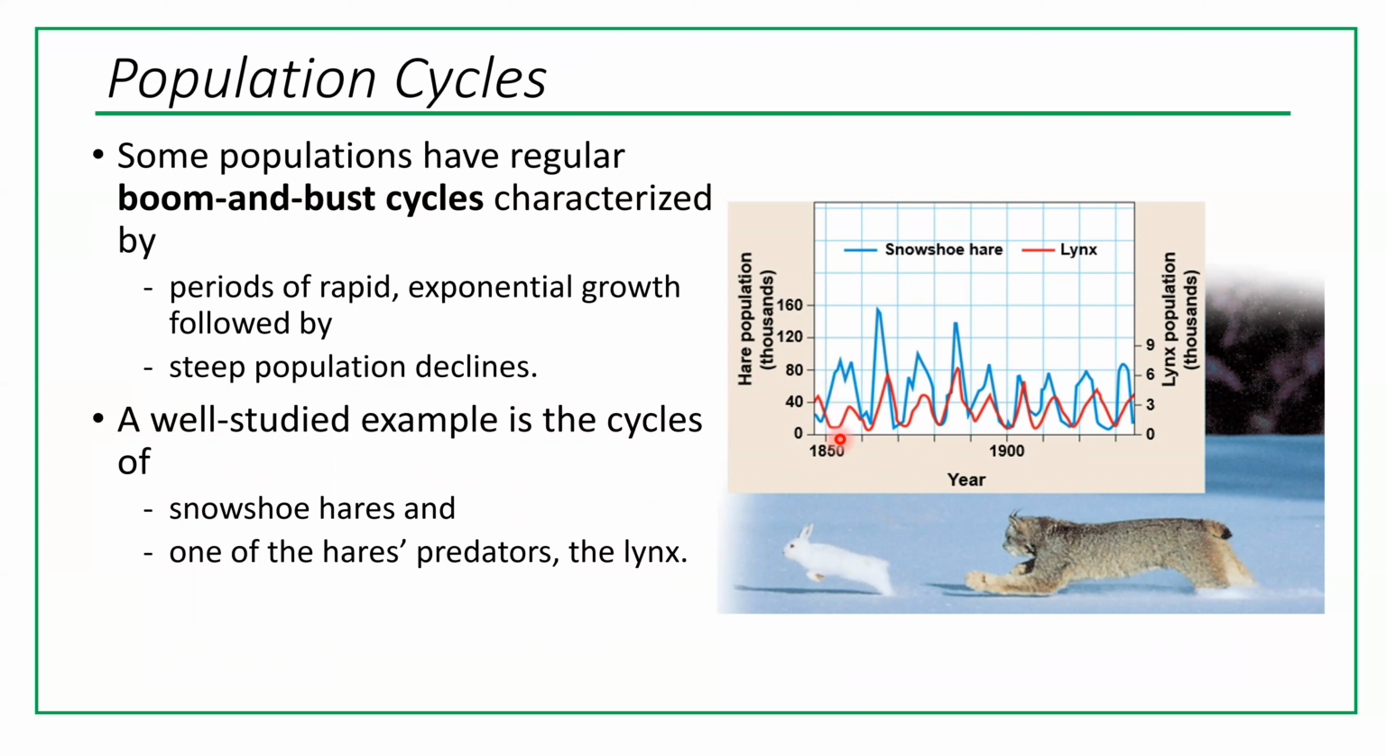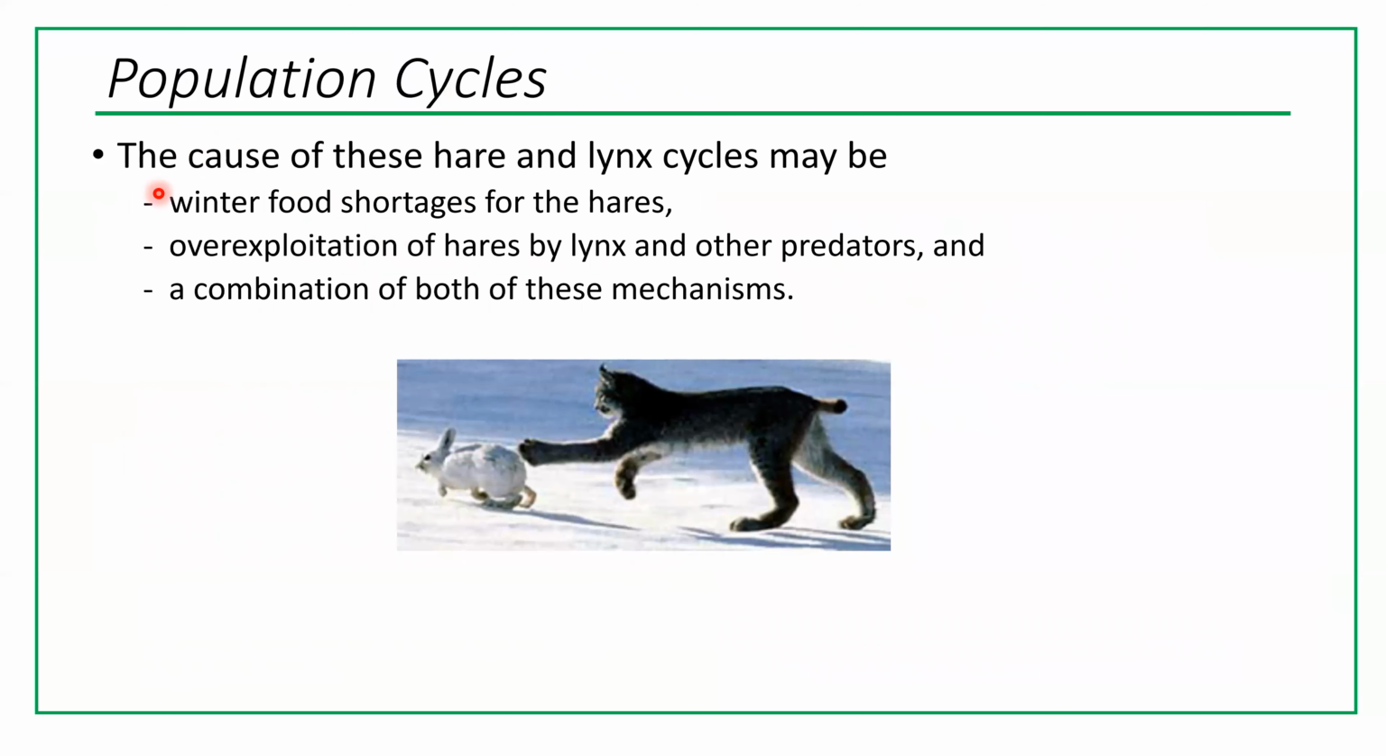Lots of food, so the population of lynx increases. But when the snowshoe hare population size decreases, then lynx start dying as well. So that's a very good representation of boom and bust cycles. The causes of these cycles may include winter food shortage for the hare, overexploitation of hares by lynx and other predators, and a combination of both. So it's not a direct relationship between just hare and lynx. A lot of factors are also involved.